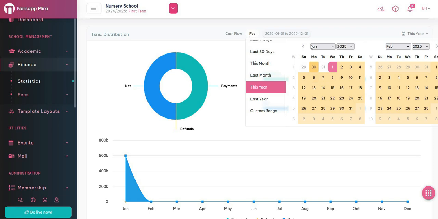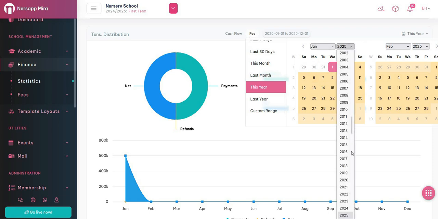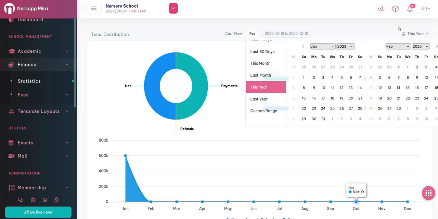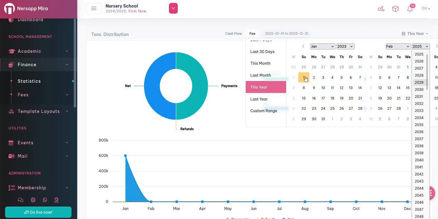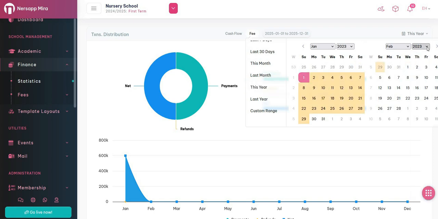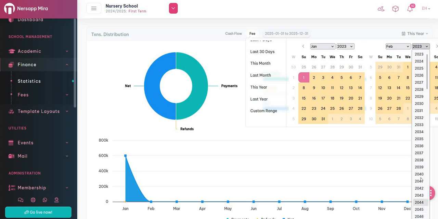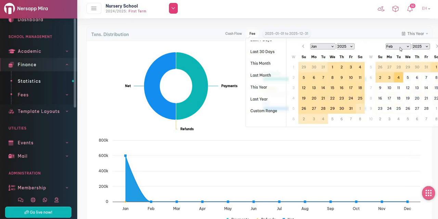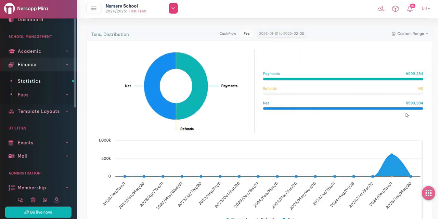For instance, if you want to track, say, from 2023 down to February 2025, let's just pick the date 2023. Let's go to 2025 here and drop it at February here. As you can see, this is a distribution for this date range.